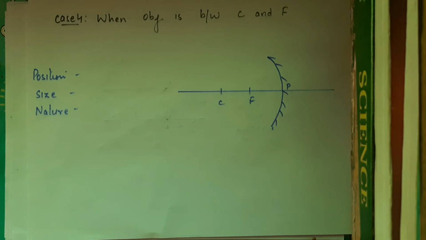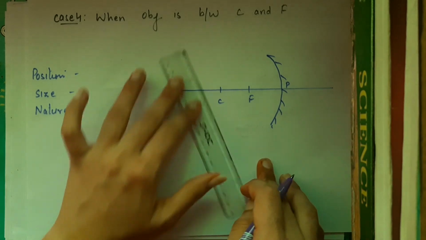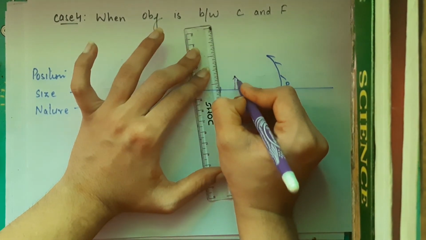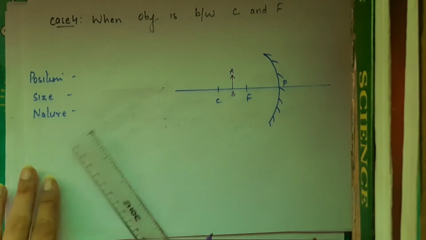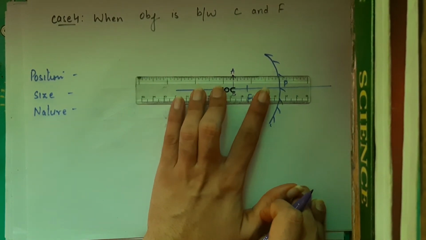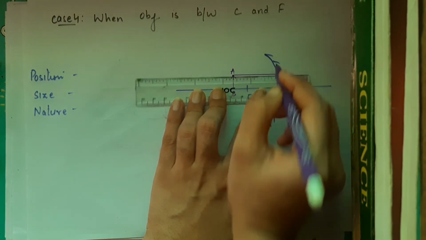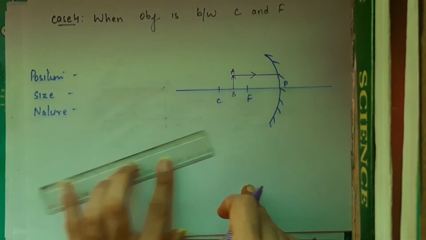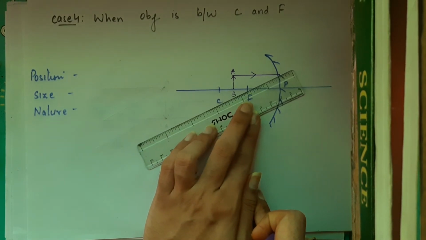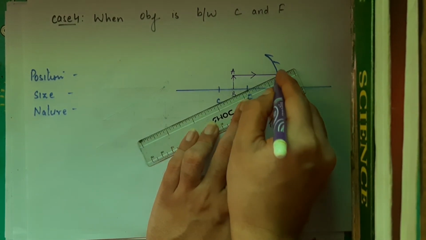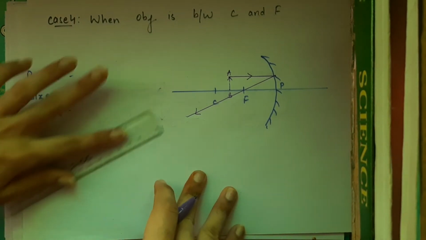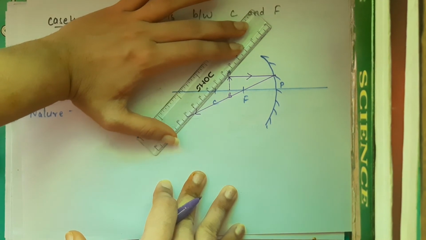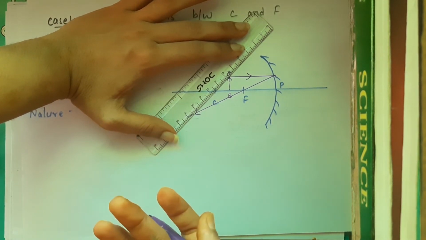Next case would be when the object is between C and F. So we have taken the case where the object is at C. Now the object is between C and F. So let's make an object. Name the object AB. From rule number 1, the light ray going parallel to the principal axis passes through the focus. Right? From rule number 3, if the light ray passes through the center of curvature, after reflection it returns back.